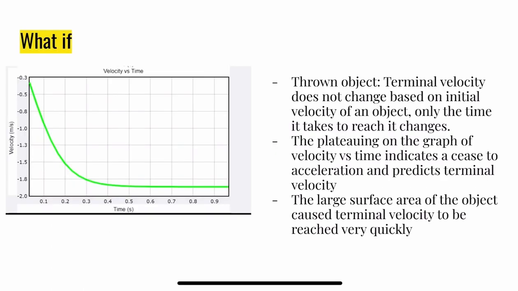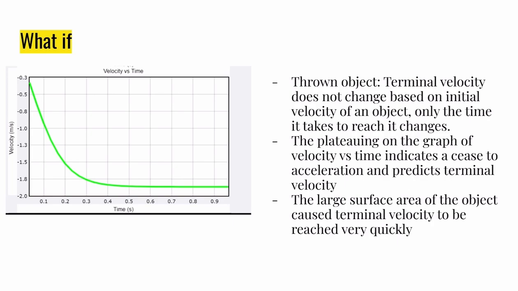And then finally, after we've seen the results of this, we've seen that drag plays a really big factor in objects that you're dropping from a height. We can go into some what-if questions. So what if the object were thrown? Terminal velocity does not change based on the initial velocity of an object. Think of it like you get a 10-meter head start in a 100-meter race. You're still going to reach the same top speed. However, it will take you less time to cross the finish line, per se.